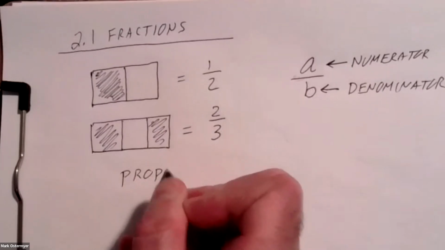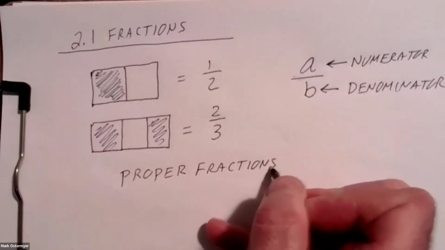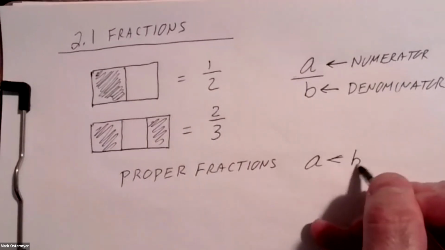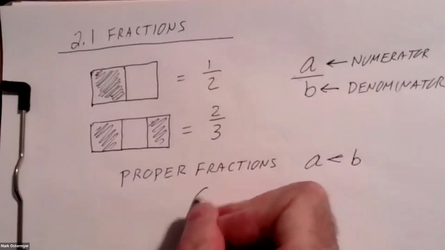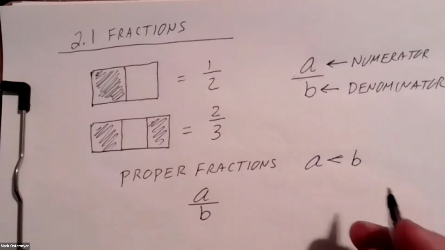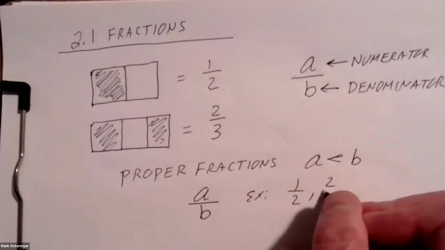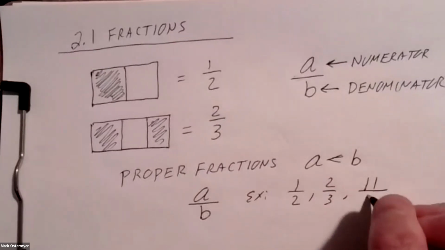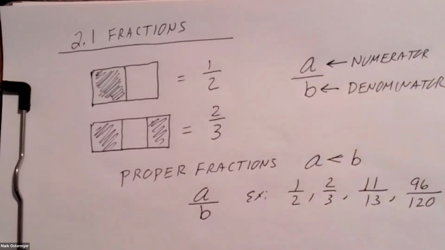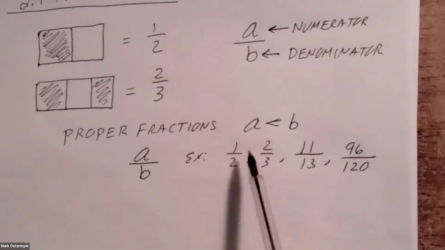You can have what are called proper fractions. Proper fractions are fractions where the numerator is strictly less than the denominator. Okay, so any fraction where the numerator is less than the denominator is called a proper fraction. Some examples of proper fractions would be like 1/2, 2/3, 11/13, 96/120. All of these are examples of proper fractions, where the numerator is strictly less than the denominator.